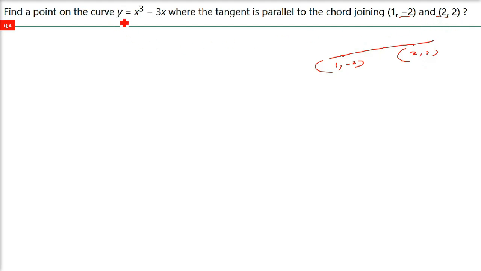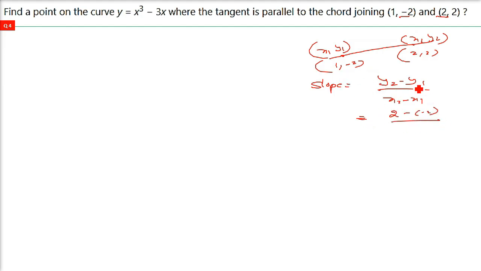So the slope of this chord is equal to the slope of the tangent. If we have (x1, y1) and (x2, y2), how to find the slope? It's y2 minus y1 divided by x2 minus x1. So you have 2 minus of minus 2 divided by 2 minus 1. This will be 2 plus 2, 4 divided by 1. Slope is 4 here.